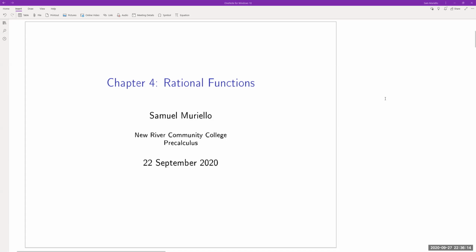Now there's a couple sections here. We're going to be doing 4.1, 4.2, and 4.3, but they build so closely and so quickly off each other that I decided it would make more sense to put these all together into one video.